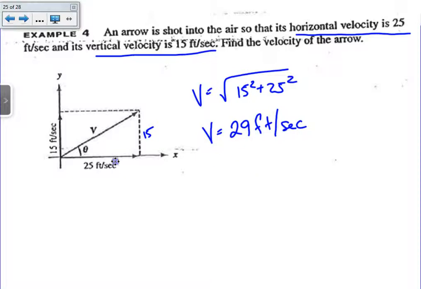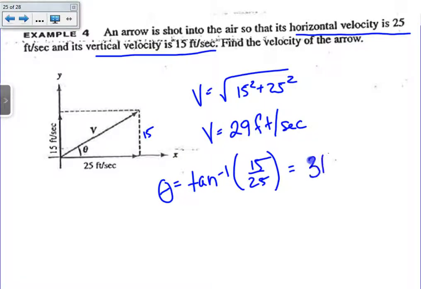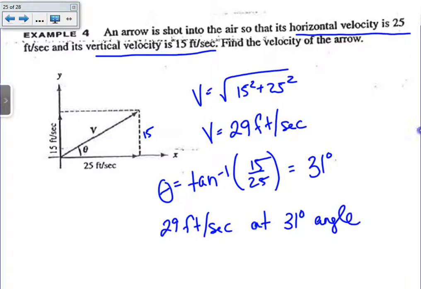But we also need to know theta, because the velocity, well, maybe we don't need to know theta, but we could find theta really easily, actually. We just use an inverse tangent of 15 over 25. This is to find theta. So, turns out it is 31 degrees, roughly. So the arrow is shot, if they gave me a question where I had to say how the arrow was shot very specifically, for this particular example, I would say the arrow was shot at 29 feet per second at a 31-degree angle. We may have answered too much for that problem, but that's okay.